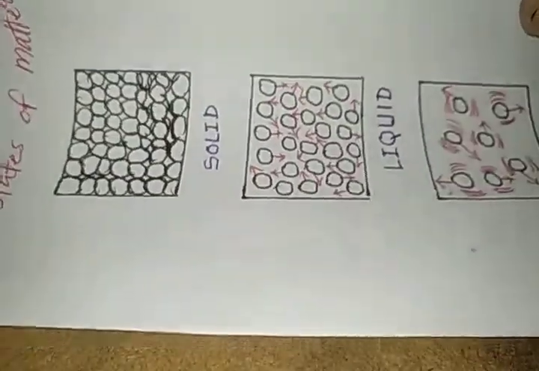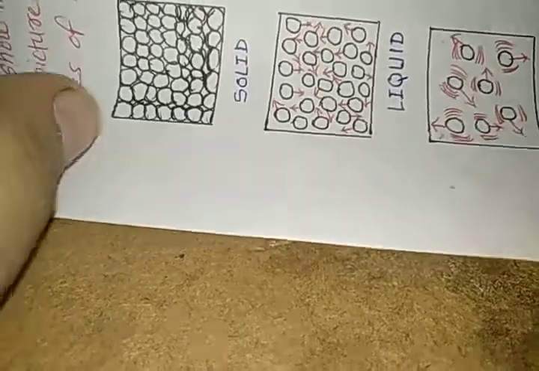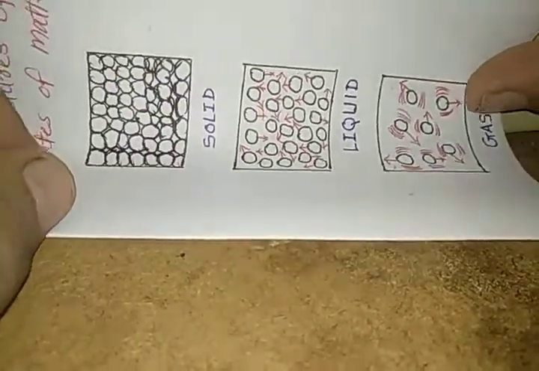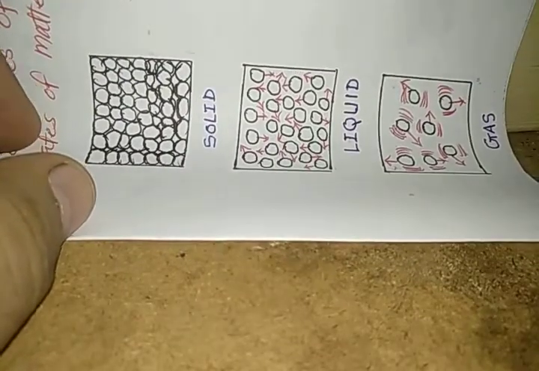So these are all the various characteristics that we can easily understand using this picture or schematic diagram of solid, liquid, and gases.